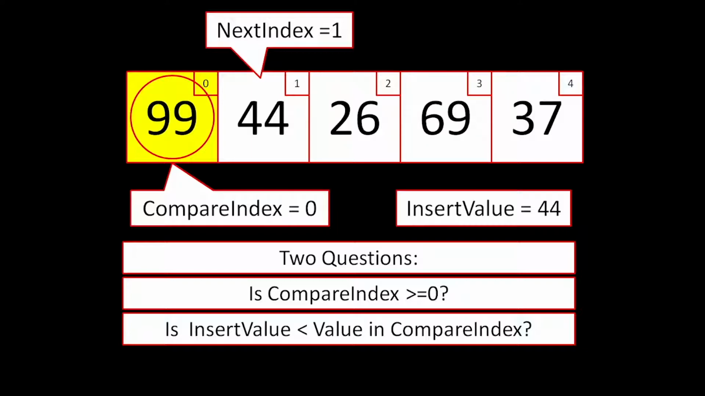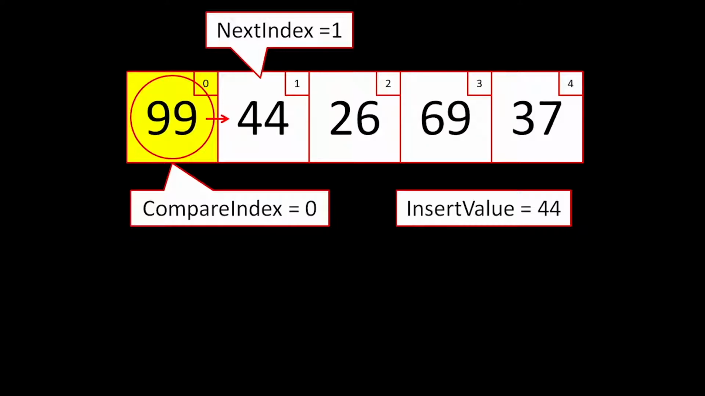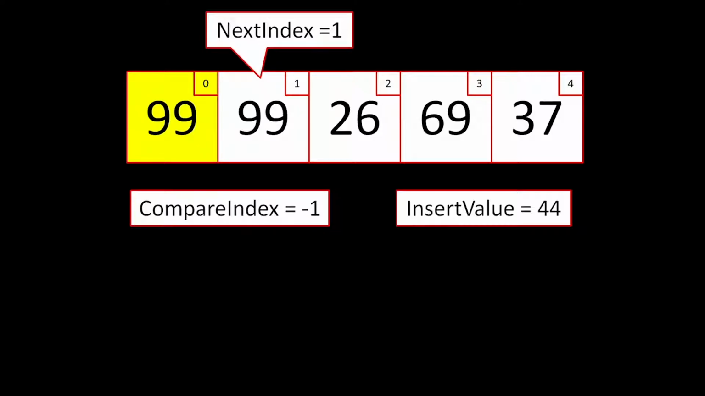In this case, what we will do is copy the value which is in compare index to the value to the right, compare index plus 1. Next, we will subtract 1 from the compare index. The compare index will be -1.